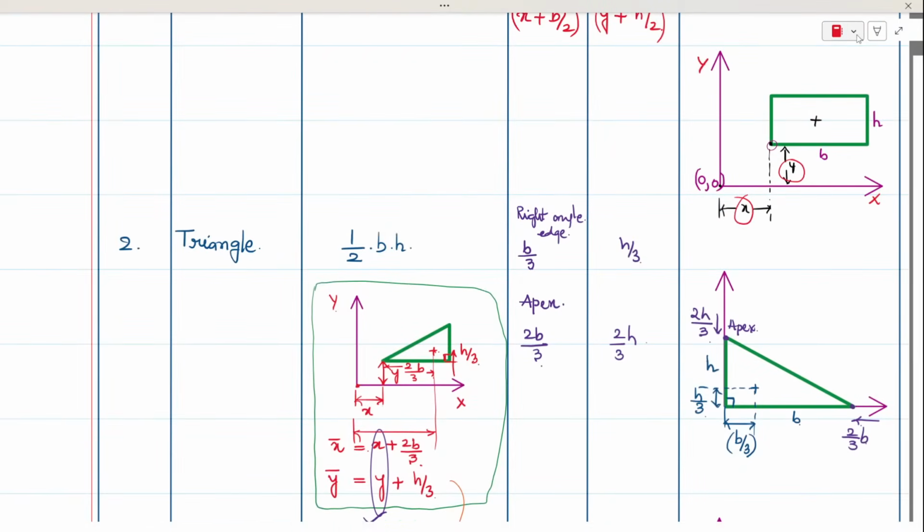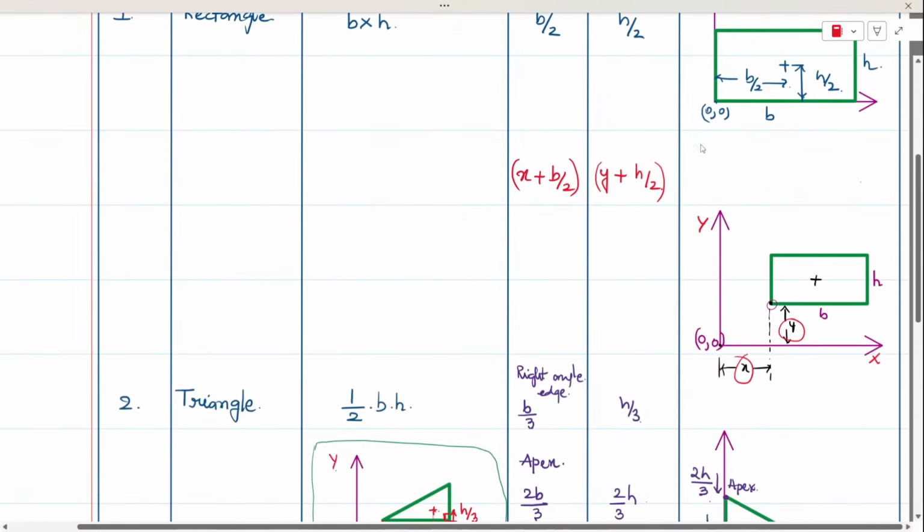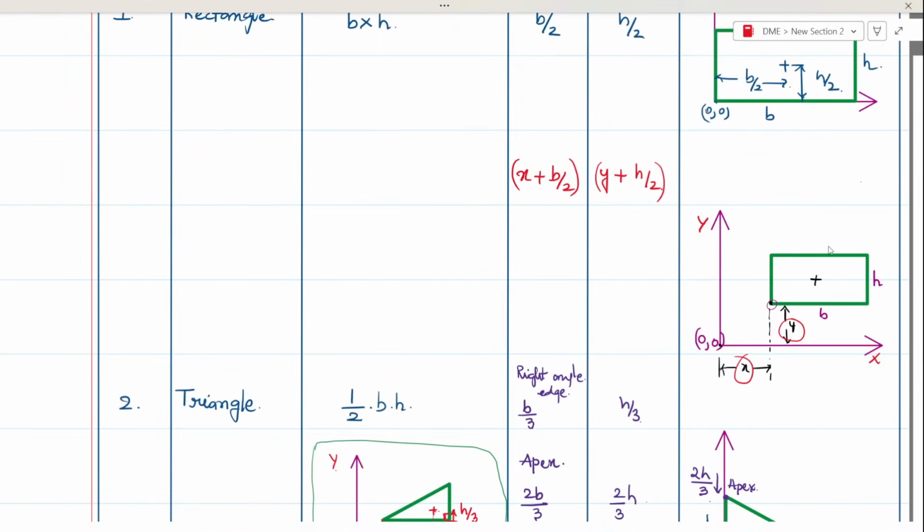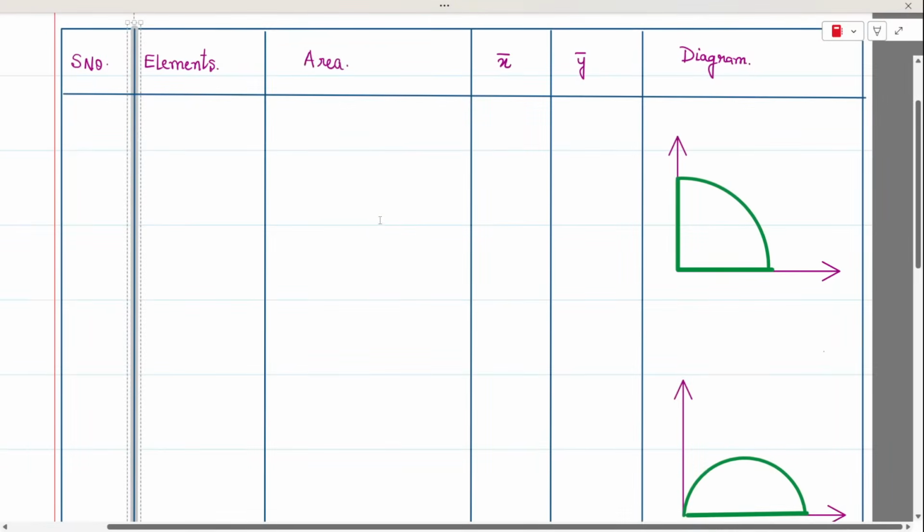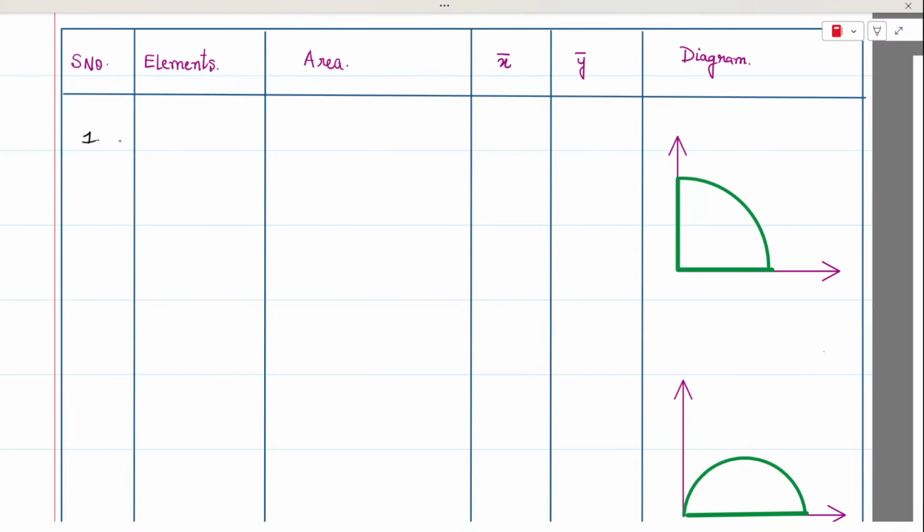Now moving to the next element. Next element is the quarter circle. For the quarter circle, the area of the quarter circle will be pi r square by 4. Let's say this is the radius r, it will be pi r square by 4.